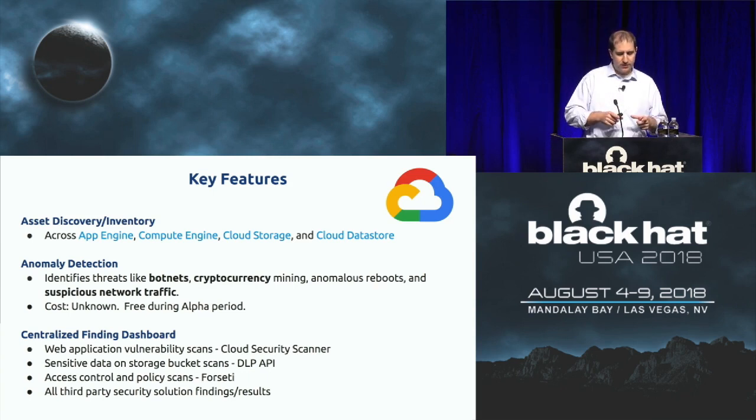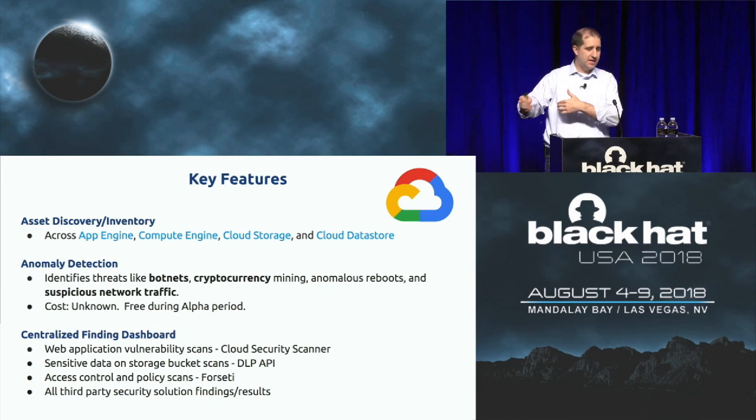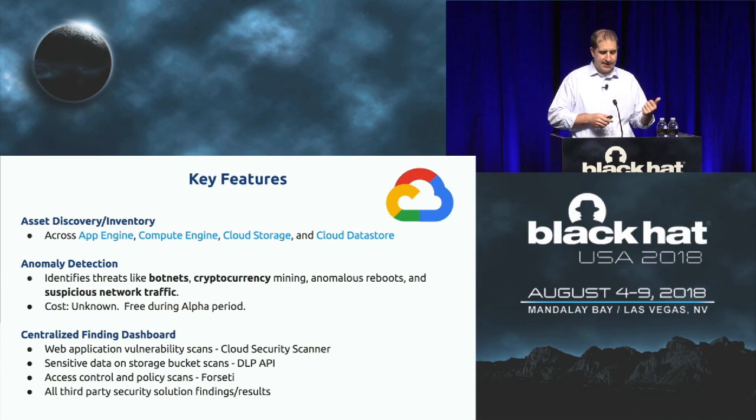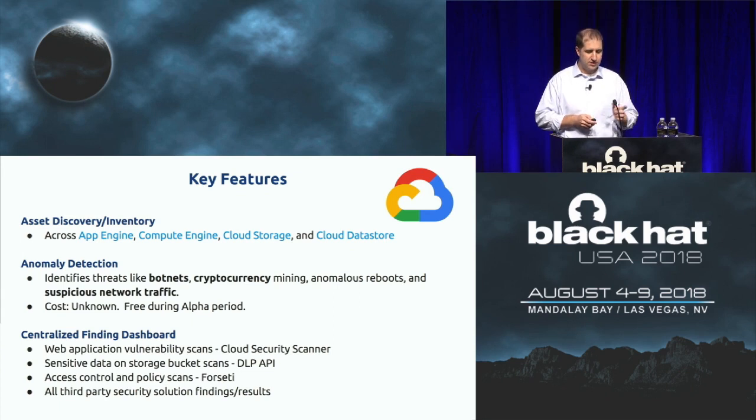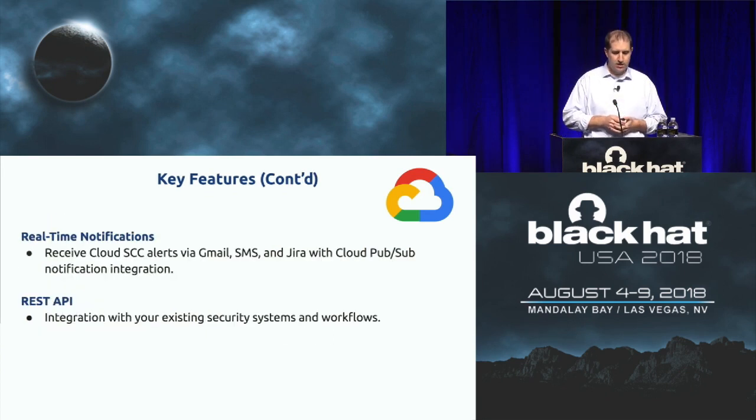But what they do well is that centralized finding dashboard, kind of like Azure Security Center. It's a single place where all the findings go. So things like Cloud Security Scanner, the DLP bucket scanner, Forseti for configuration and policy, and all of the third-party security solutions that you'll see in this dashboard here, they all go to that same place. And I think that's really important, and I'll touch on that in a little bit. From that central place, they then have a lot of options for real-time notifications and a very full-featured REST API.